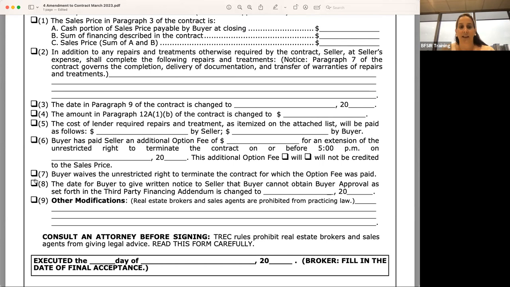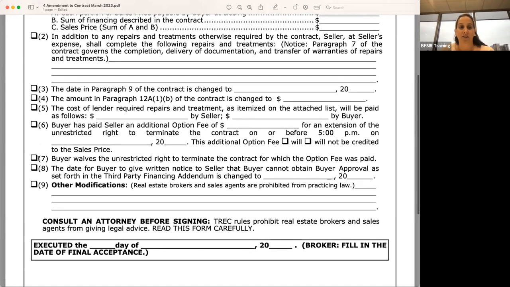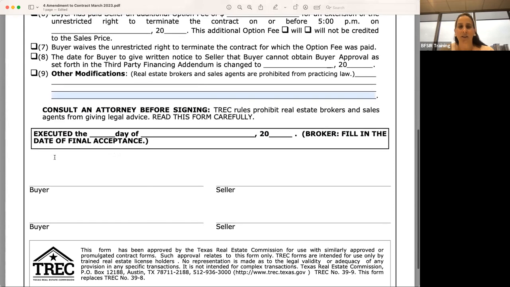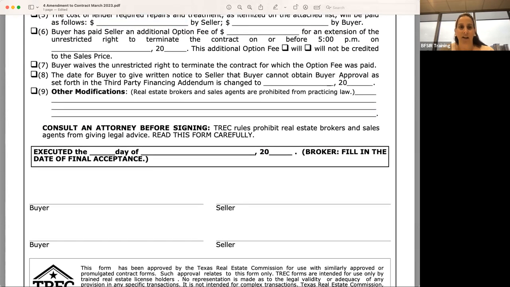This is if you need to extend the amount of time in 2A that the buyer has to get qualified. No seller is going to like to see that, but sometimes it happens. So any questions about this form? I'm looking in the chat. Margaret says, what if it's a remodel? I don't understand the question. Margaret, if you want to unmute and elaborate, go for it. That may be an old question too.